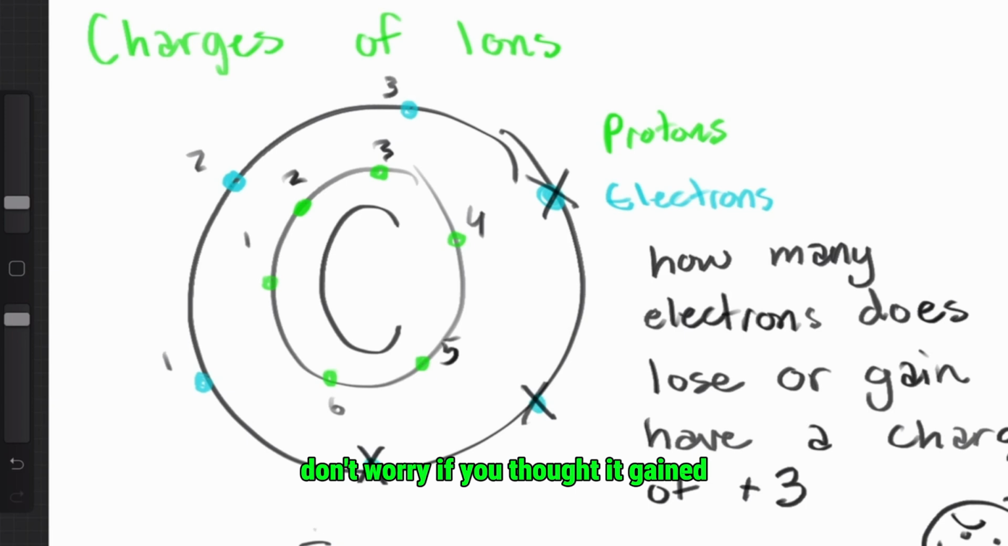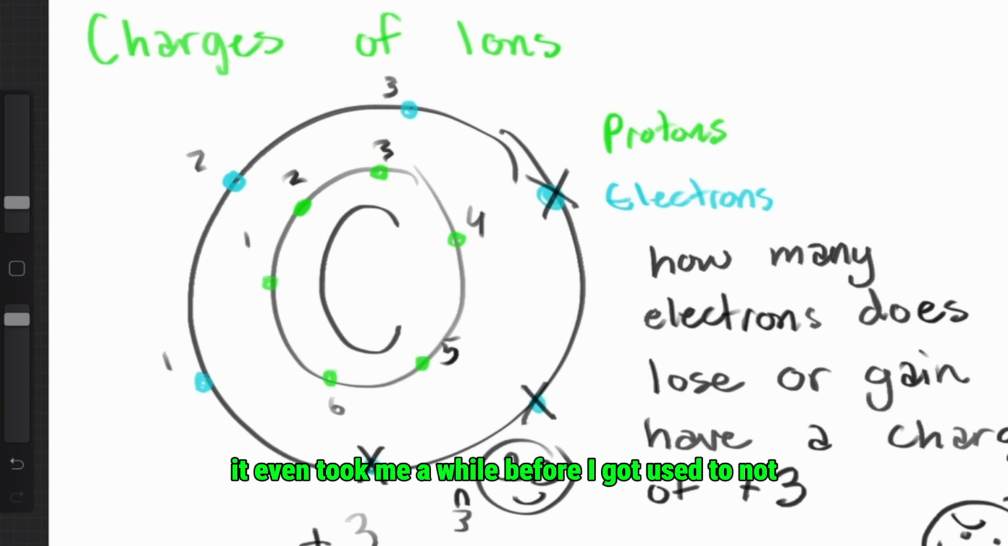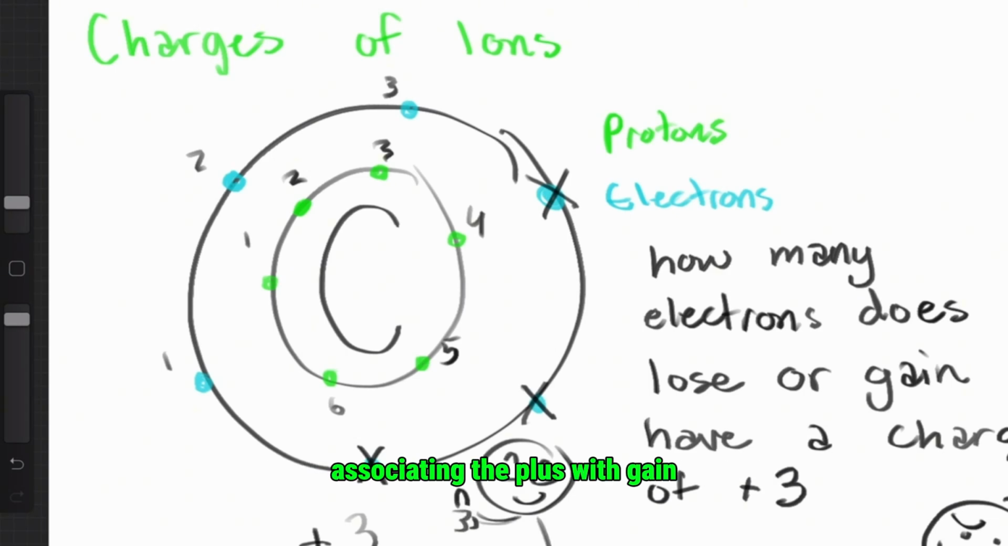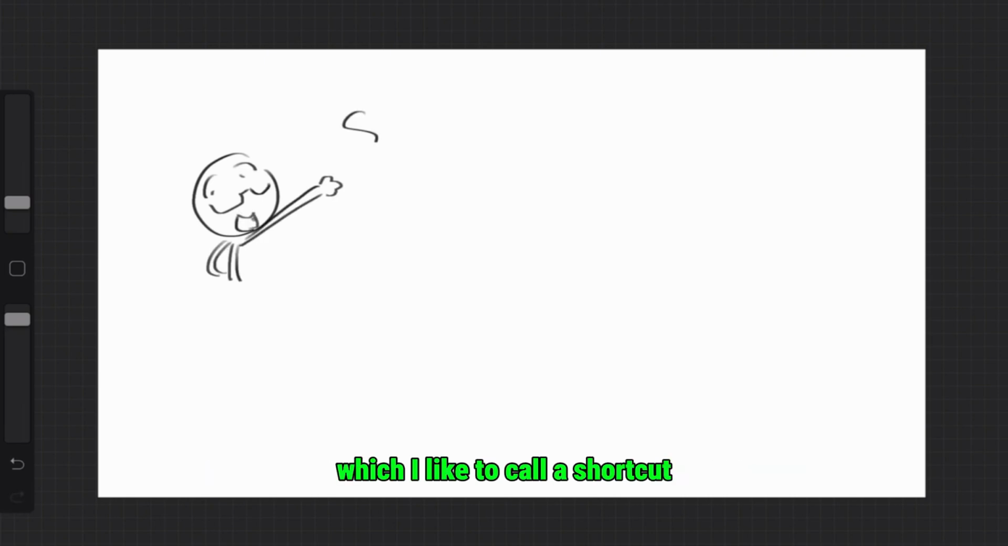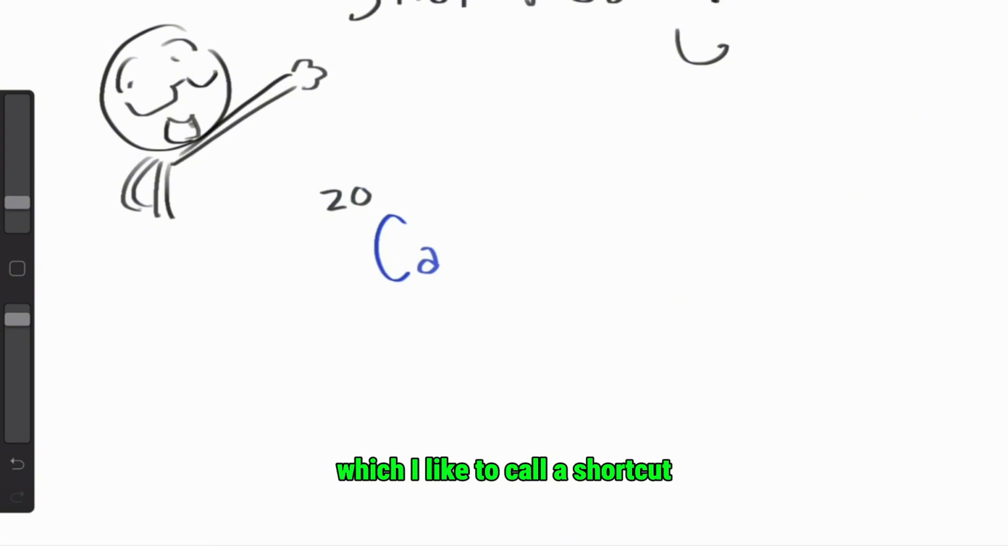Don't worry if you thought it gained 3 negatively charged electrons. This is a common mistake. It even took me a while before I got used to not associating the plus with gain and minus with lose. And I know you're probably thinking about how having to draw this circle every time is gonna be such a tedious and boring process. While it does make it easier as you get the hang of it, you can begin to use a process which I like to call a shortcut.